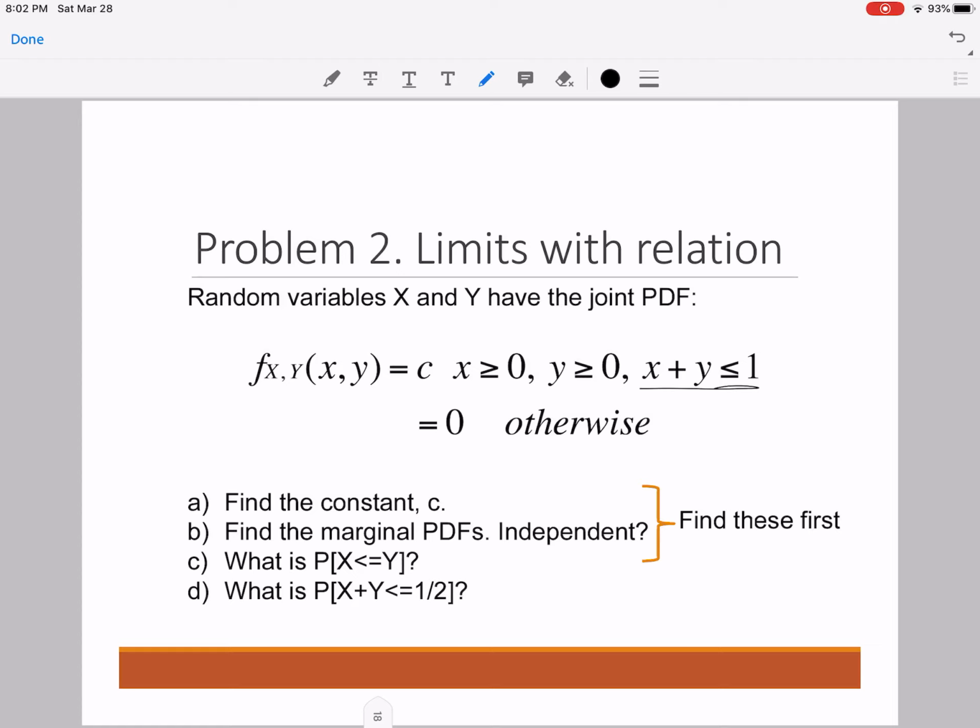So let's solve this problem, which I like to call the limits with relation problem, because the region of non-zero probability has an explicit relation between x and y in this manner: x plus y is less than or equal to 1. And that's why I like to call this problem limits with some relationship.